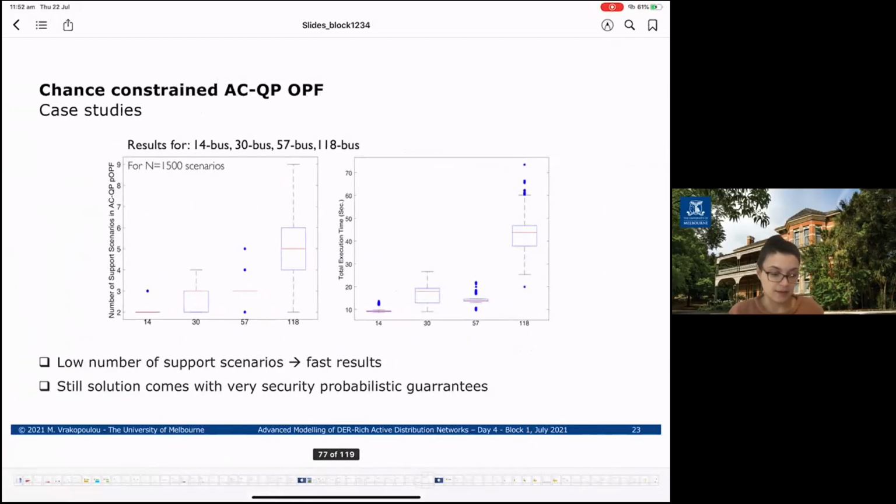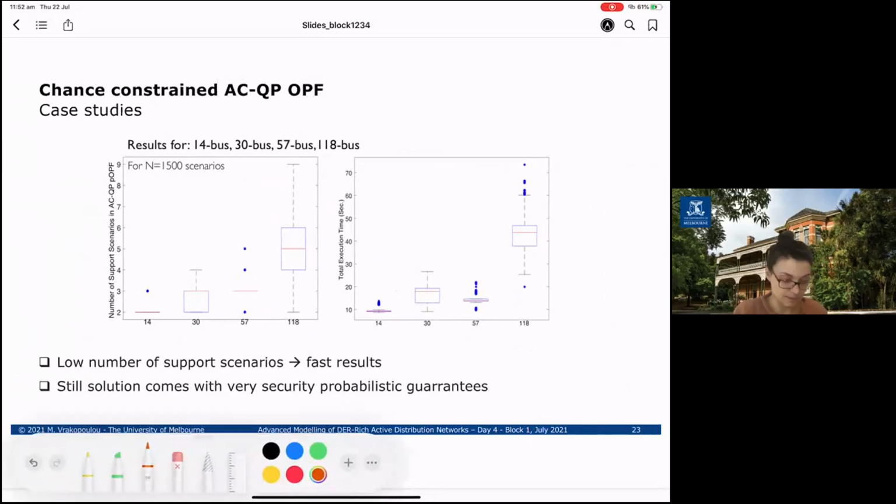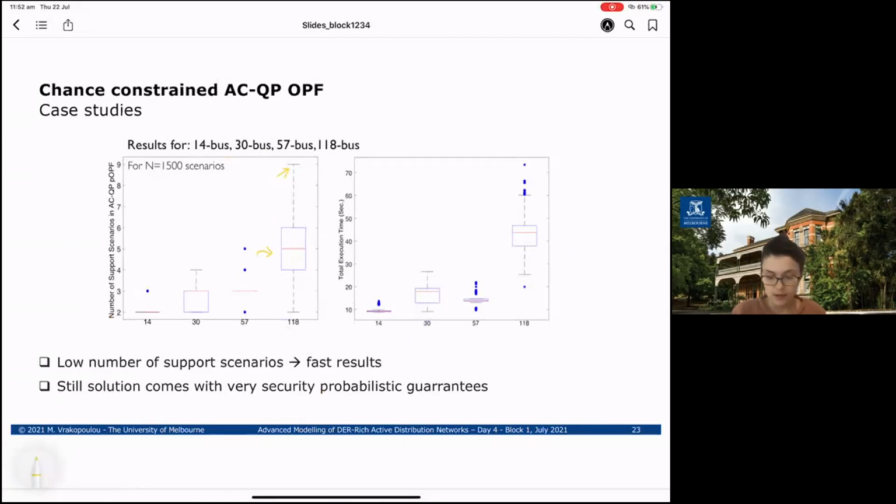For all these cases, the number of support constraints is shown now in this first plot. The number of support scenarios is up to 9 in some cases in the 118 bus, but in general stays around 5 scenarios. So it really depends on the way we have been selecting the scenarios to enter the optimization. We might just have selected a path that creates, in some cases, bigger or smaller numbers of scenarios. And on the right here, we see also the execution time. It goes up to a minute in some specific cases for this 118 bus.